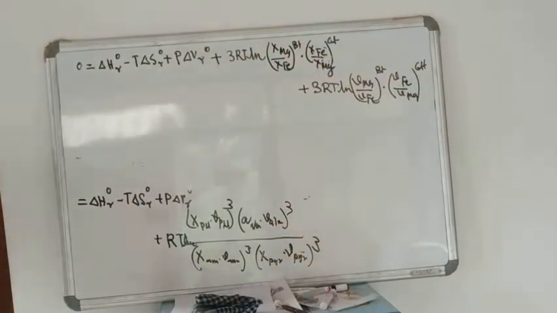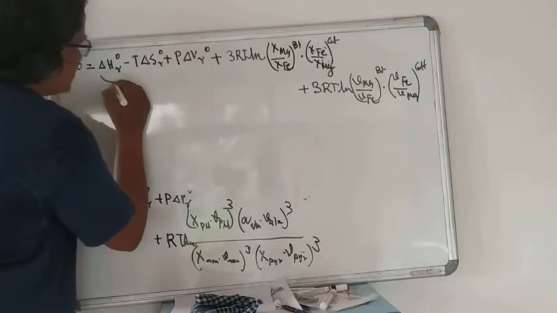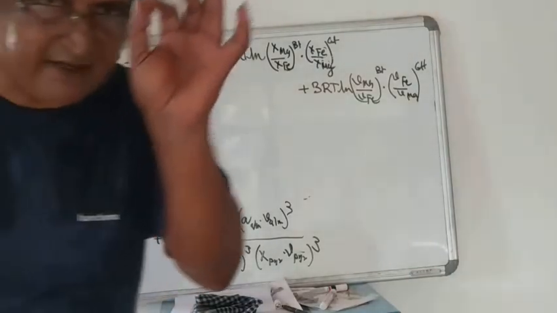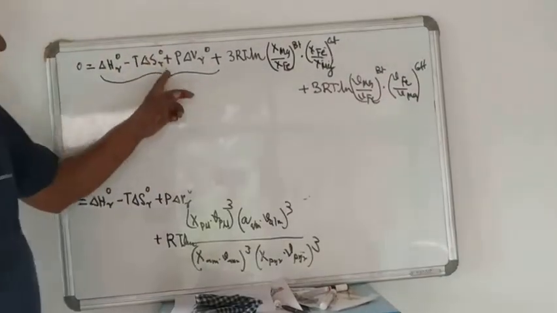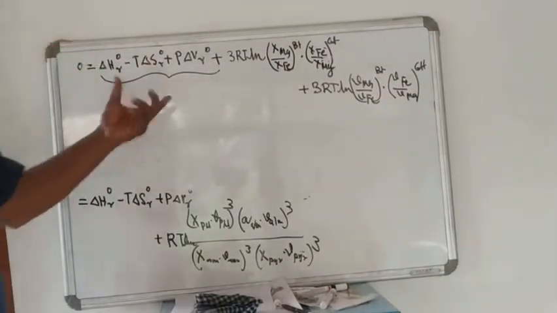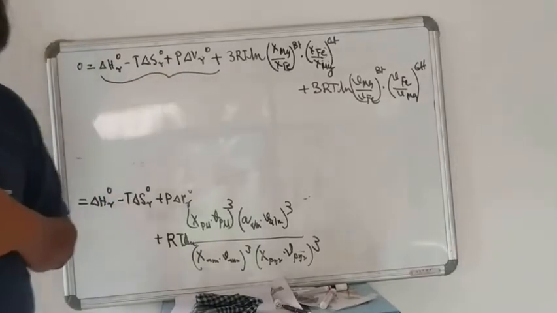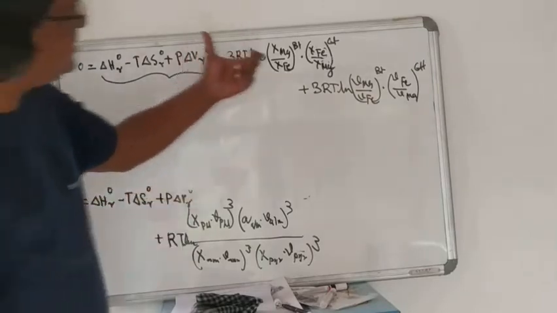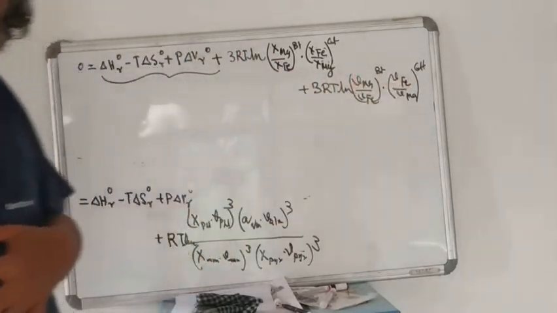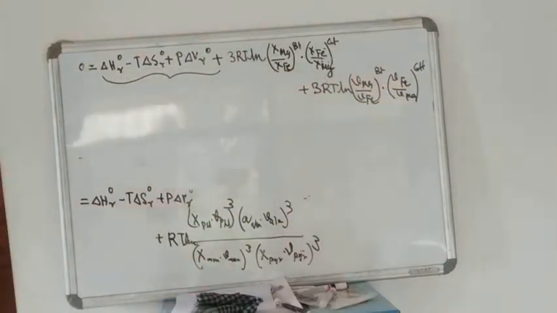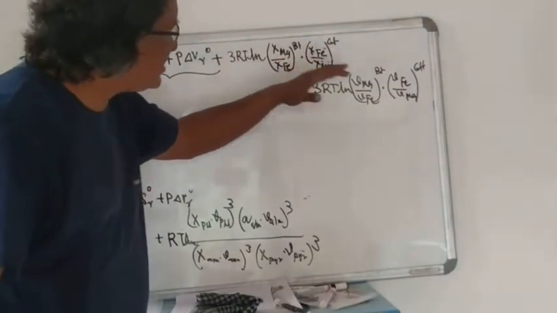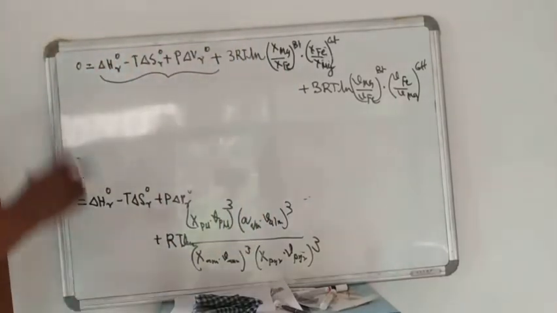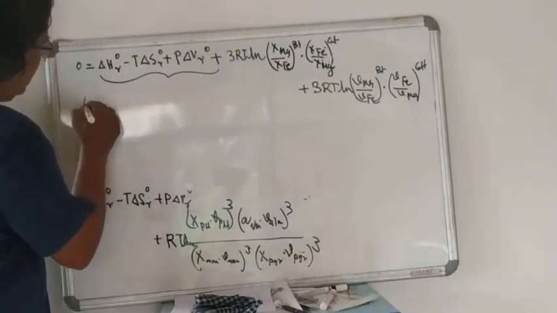Now you can see this equation. This part is composition independent. This is only based on pressure, temperature, relation. These two terms are based on compositions. Both the mole fraction and the activity coefficients are based on composition. This will lead us to a very interesting relation. We will look into it.